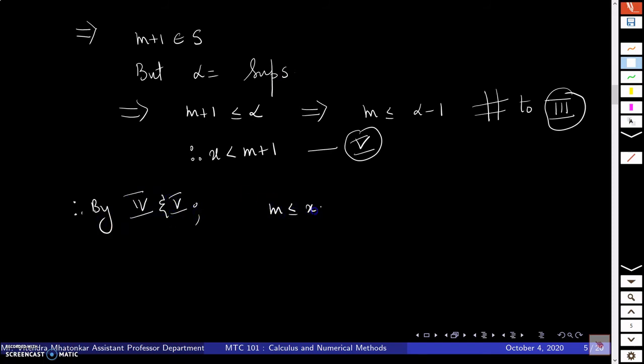M is less than or equal to x, and that is strictly less than m plus 1. So we have succeeded in finding an integer m such that m is less than or equal to x, and that is strictly less than m plus 1. All right.